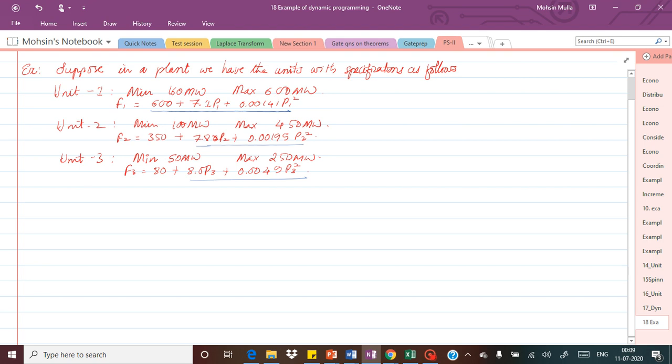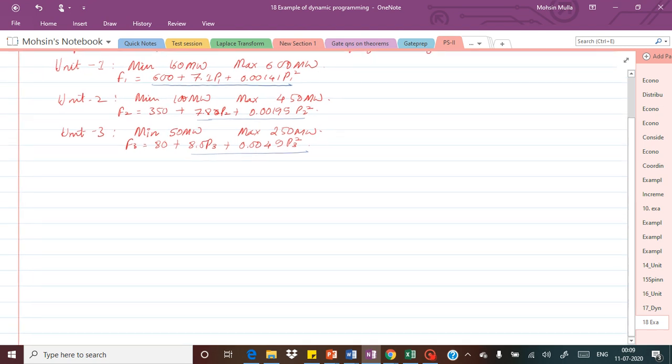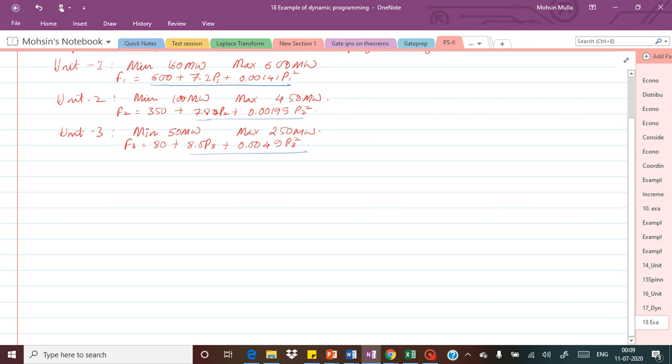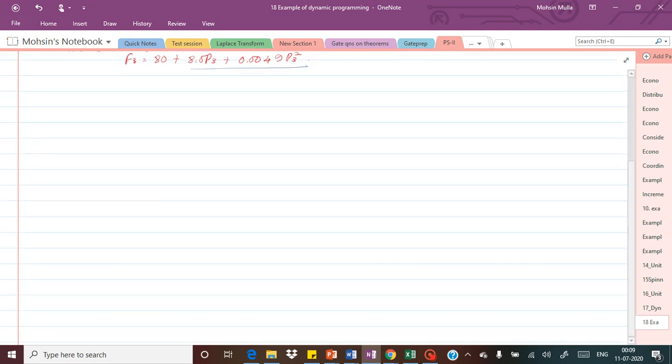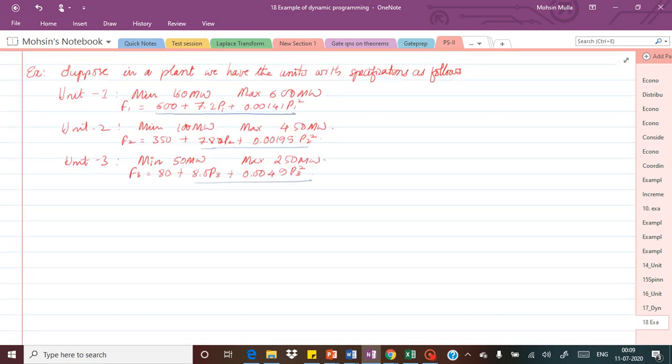Therefore, let us neglect this fixed cost component and only use the variable cost components, which are a function of the power. Whatever load is increased, we need to substitute here, and because of that only there will be a change in the cost value. The fixed component will always remain fixed, independent of whatever we substitute here. So let me write the characteristics once again without the fixed components.